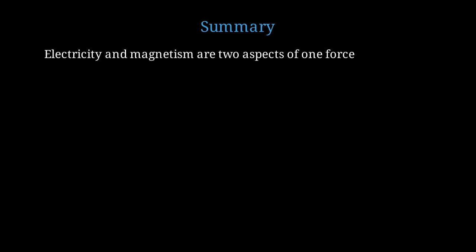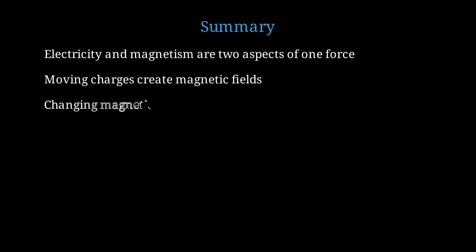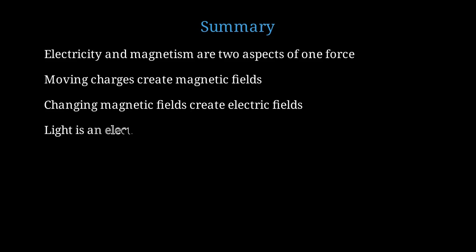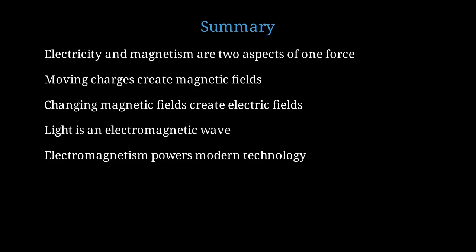Let's review the key concepts of electromagnetism. Electricity and magnetism are not separate phenomena, but two aspects of the unified electromagnetic force. Electric charges in motion create magnetic fields around them. Changing magnetic fields induce electric fields and currents. Light and all electromagnetic radiation are waves of oscillating electric and magnetic fields. From power generation to communications to computing, electromagnetism is the foundation of modern technological civilization.